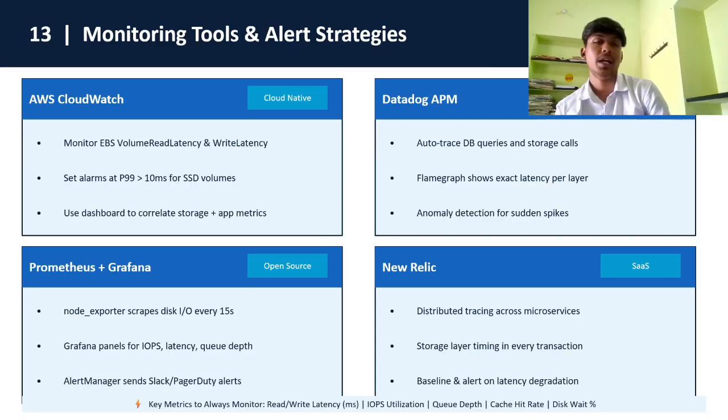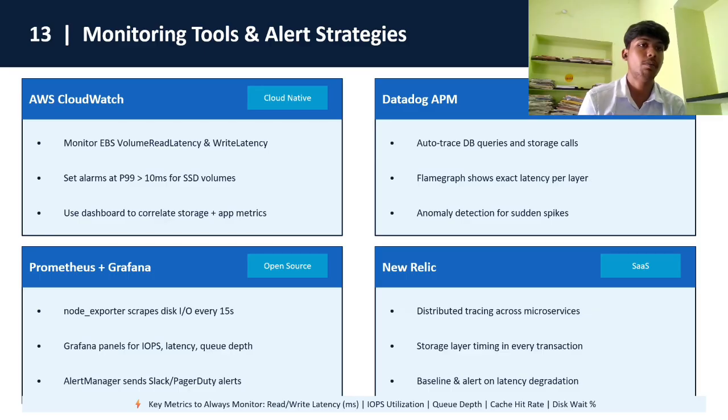Now next are the monitoring tools and alert strategies. AWS CloudWatch, which is cloud native, monitors EBS volume read latency and write latency. Set alarms at P99 greater than 10 milliseconds for SSD volumes, and use dashboards to correlate storage and app metrics. Datadog APM, which is full stack, auto-traces DB queries and storage calls. Flame graphs show exact latency per layer. For anomaly detection of sudden spikes, we can go for Datadog APM.